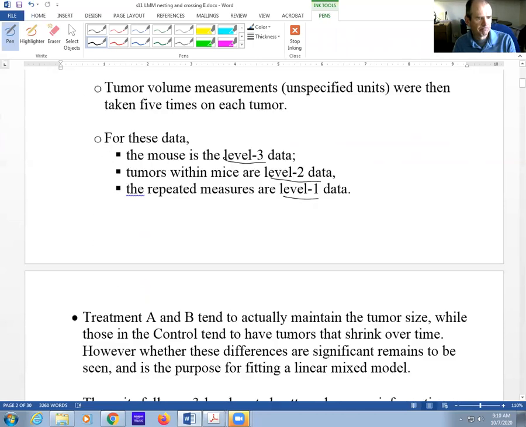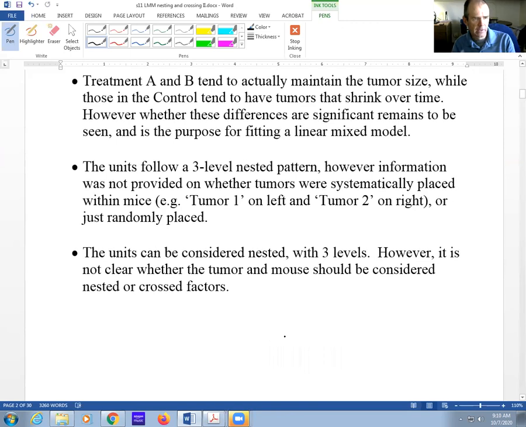So, like I mentioned, treatments A and B tended to actually maintain the tumor size, while those in control tend to have tumors shrink over time. But we want to know if the treatment really makes a significant difference. That's usually what we do in statistics, we're testing for differences there.